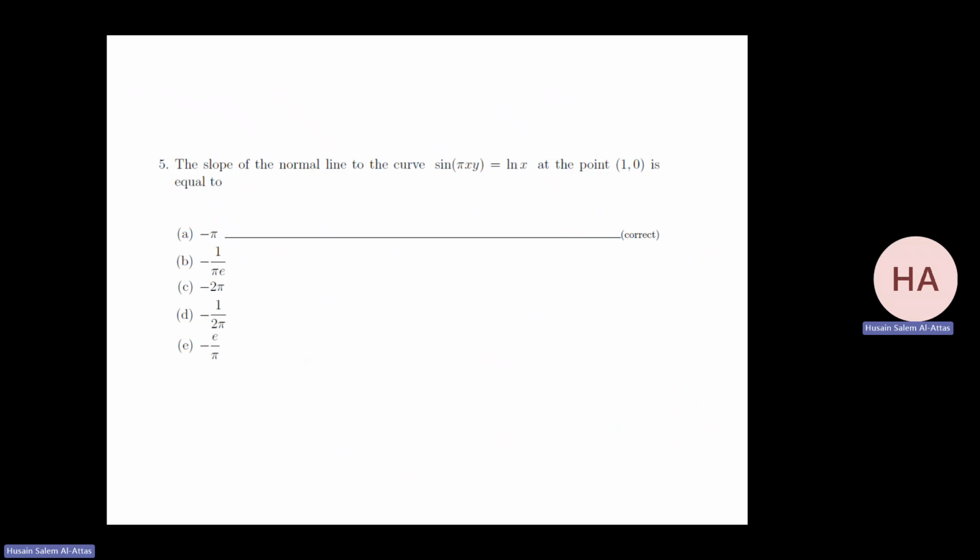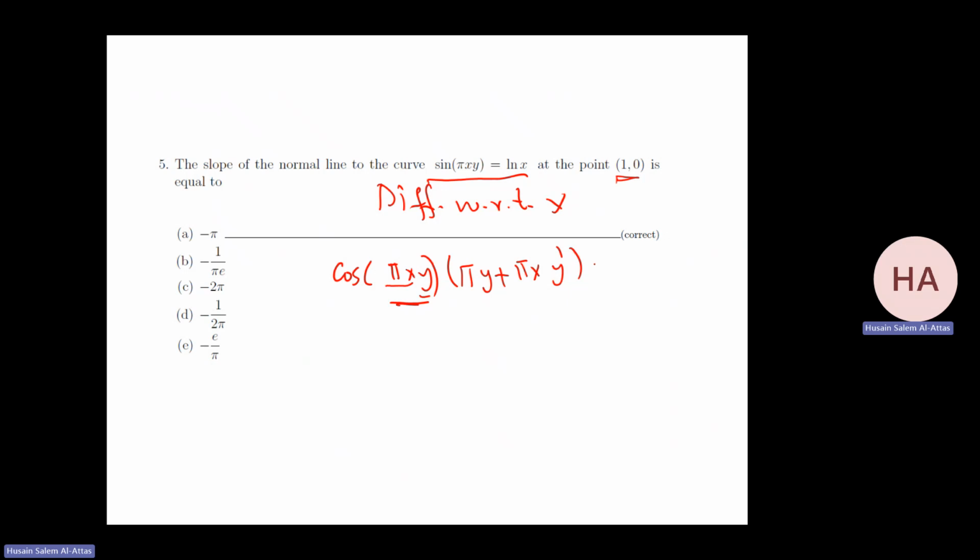The slope of the normal line for this function. I need implicit differentiation, and this is the point. Okay, differentiate with respect to x. I have cosine of pi x y. Now, product of two functions. Derivative of the first, pi. Consider this is the first, this is the second. Pi times y plus pi x, derivative of y, which is y prime, equals 1 over x.